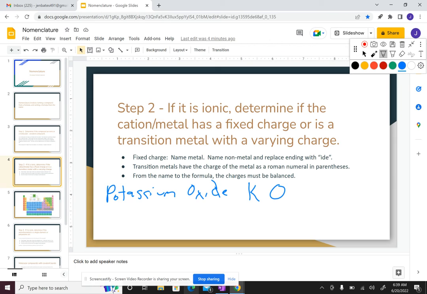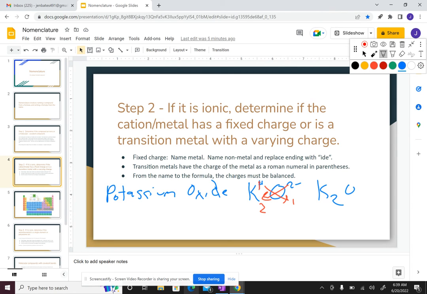And then we write the charges. Potassium has a 1+ charge. Oxygen has a 2- charge. It doesn't matter if they're plus or minus. Right there, and then all you do is you crisscross these. You take this 2 and you put it as a subscript for the K, and then you take this 1 and you write it as a subscript for the oxygen. Okay, so then there you have your subscript. So this would be K2O.